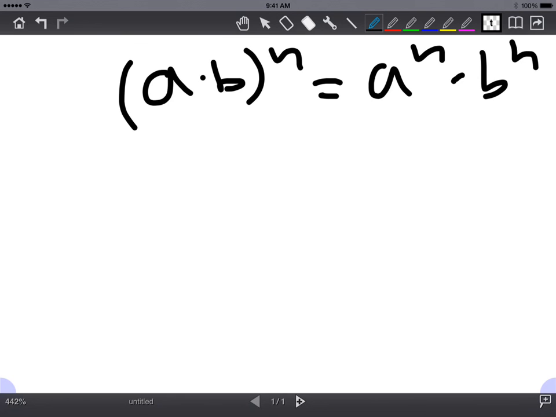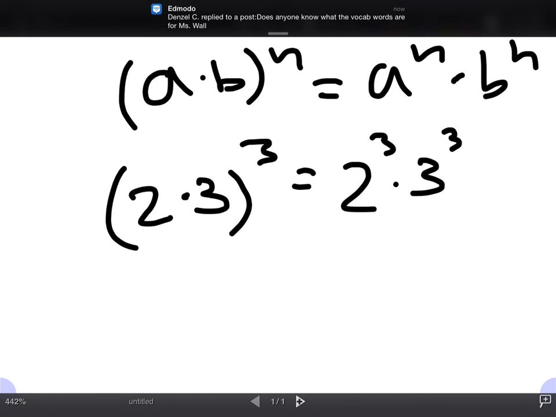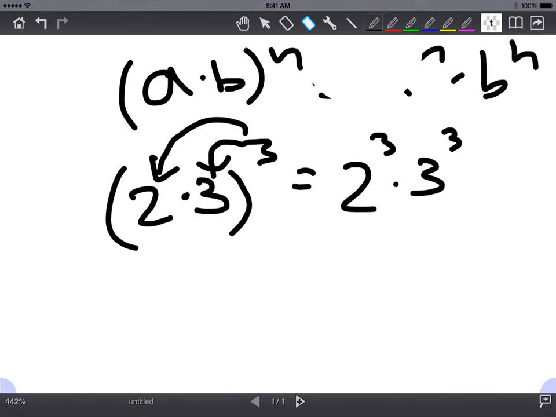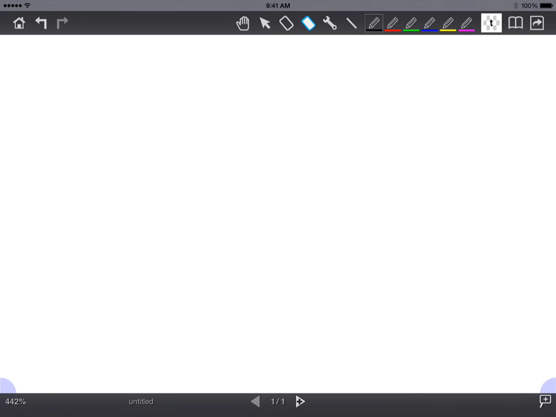This isn't really that important, so now I'll just do one example. 2 times 3 to the, let's say, third equals 2 to the third times 3 to the third. Now this is basically almost like distribution in a way, but I don't want you guys to start thinking that it's distribution. You sort of just push the exponent onto these two terms. So if you just think about it like that, you don't even need to memorize it. So now I'm going to erase this, and we're going to get to our final properties.